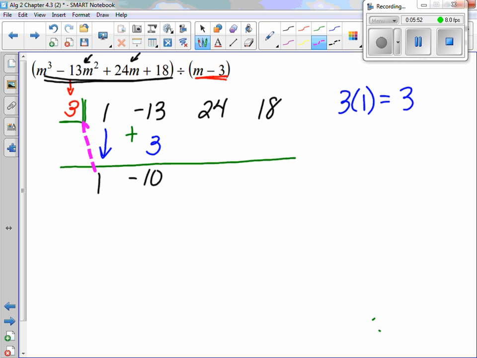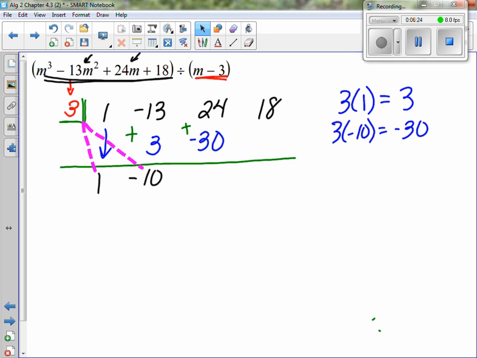Now we do it again. 3 times negative 10 is, and I put it under the 24. Then what do you guess we do next? We add. Well, it would be subtraction, but really we're adding these two. 24 plus negative 30. Well, guess what we do next? We multiply it again.